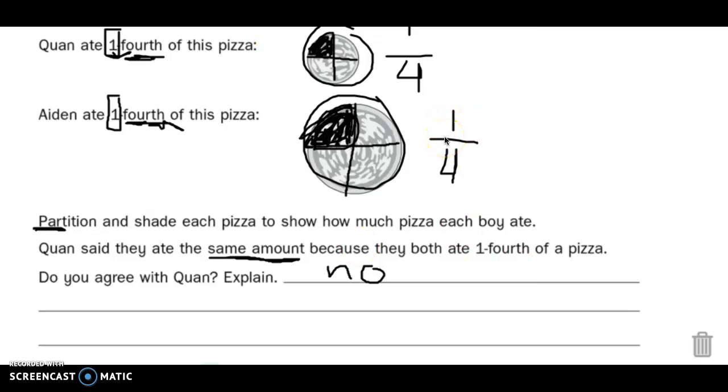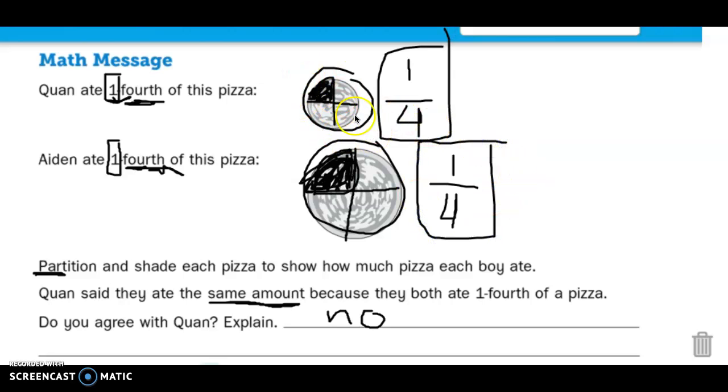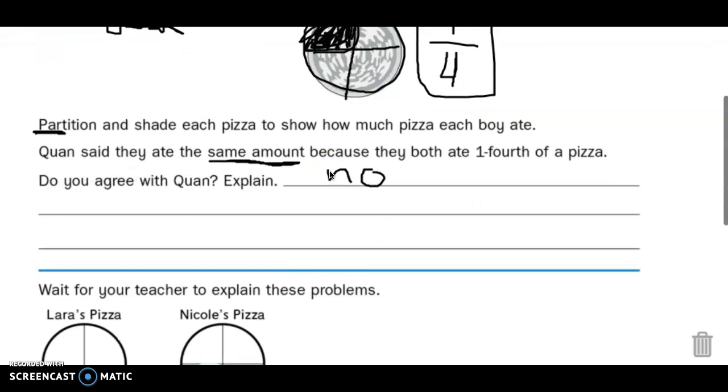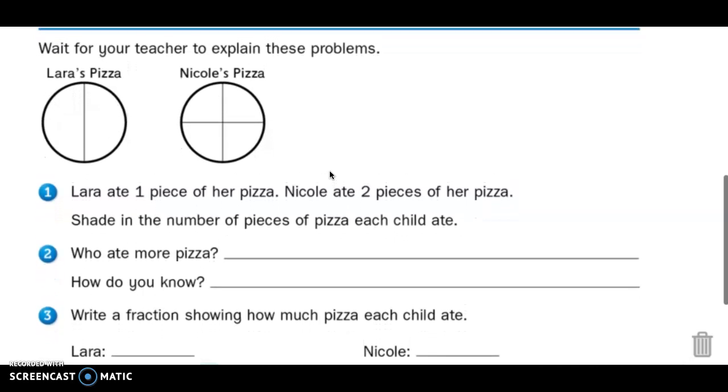So in your words, write why Quan and Aiden are not eating the same size pizza, even though they're both eating 1/4 of their pizza. Why aren't they eating the same amount? Remember, think of the whole, the shape of their wholes. Okay. Then I'm going to scroll down here. It says, wait for your teacher to explain these problems.